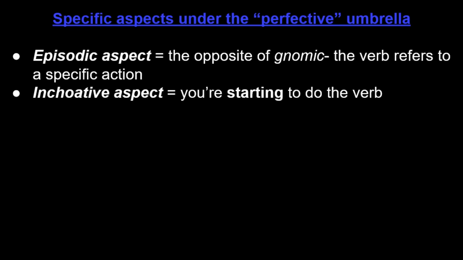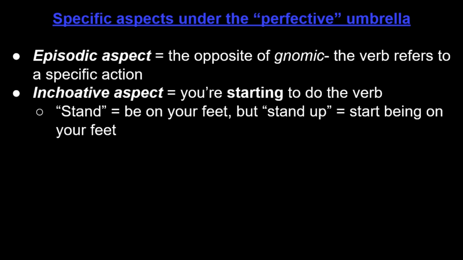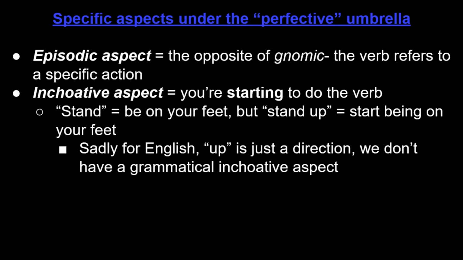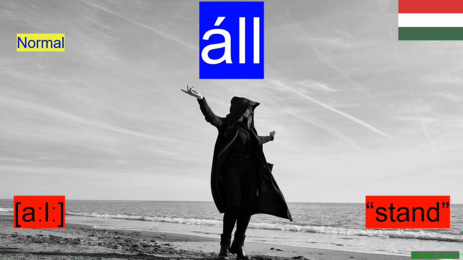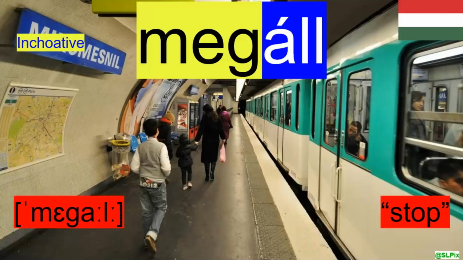As for other perfective varieties, one of them is the inchoative aspect, which indicates that you're starting to do something. Think of the difference between stand and stand up. Of course, we don't have this grammaticalized in English. Up is just the direction. But the best example of this in the languages I've studied is the Hungarian prefix meg in certain contexts. For example, al in Hungarian means stand, but megal means stop, like assume a standing rather than walking status.